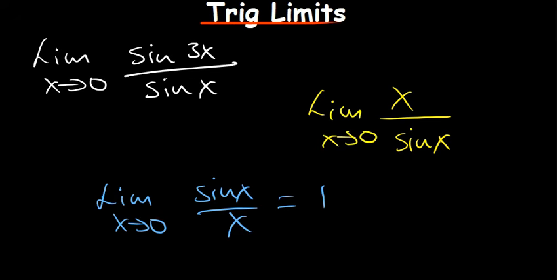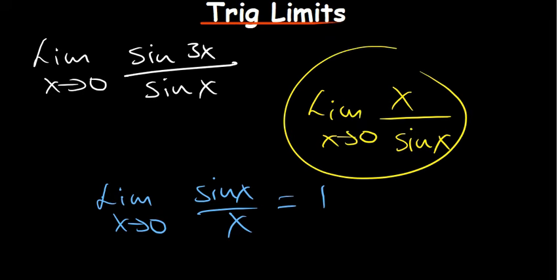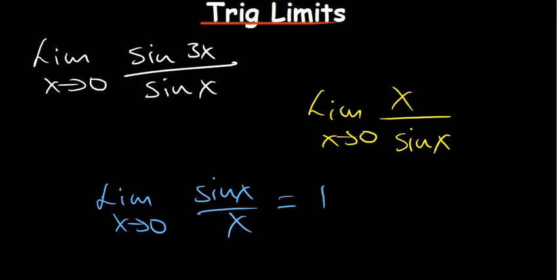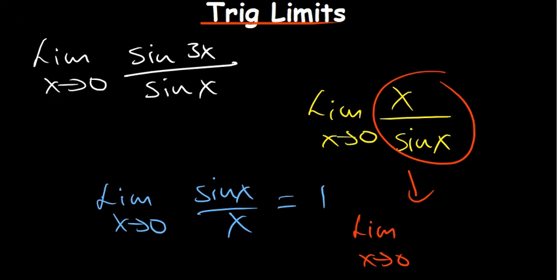The only way to find out is to note that it is a reciprocal, so you can take it this way. To express this in the form of what we have here, it means we're going to have the limit as x approaches 0 of 1 over sine x over x.